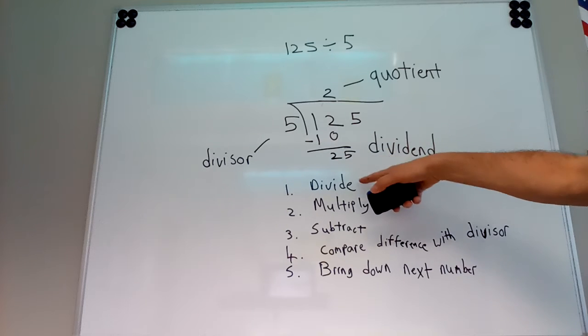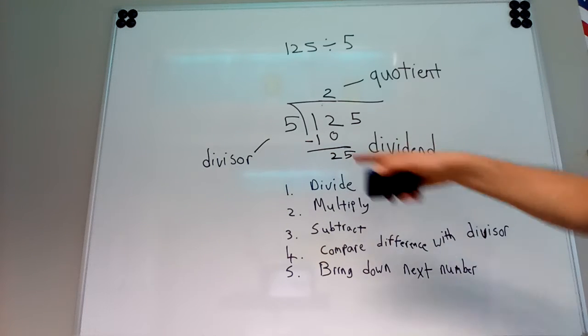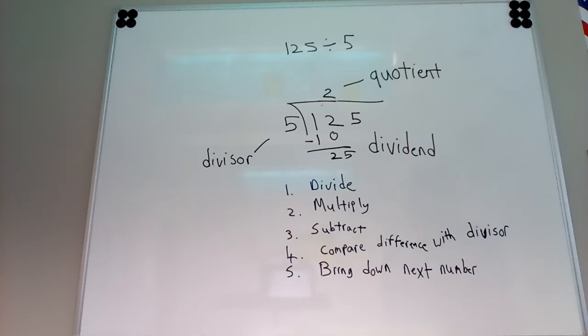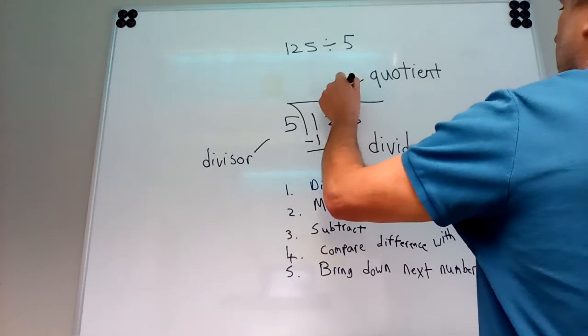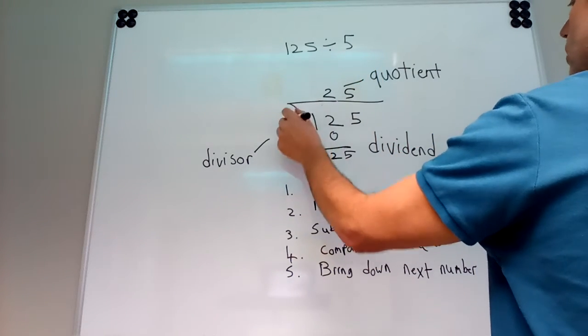5 will go into 25. How many? I'm going to divide it. Well, I know that 5 will go into 25. I know it'll go 5 times. So I'm going to put my 5 up here. Then I'm going to go 5 times 5.